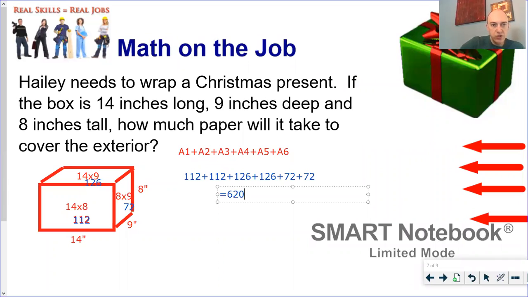And again, let's check our units. They are inches. So that's going to be square inches.